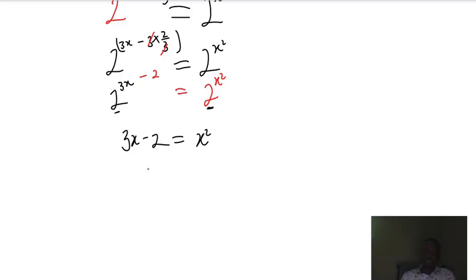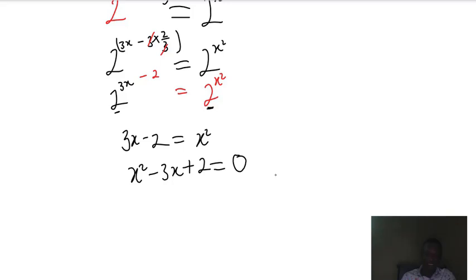Let's write this in quadratic form because we have a quadratic equation here. So we have x squared, and we send this one to the other side, so we have minus 3x, then when this goes there it becomes positive, plus 2, equal to 0. Here we are looking for two factors. When you multiply the coefficient of x squared and 2, you get positive 2. So what are the two numbers that when you multiply, you get positive 2, but when you add, you get negative 3?